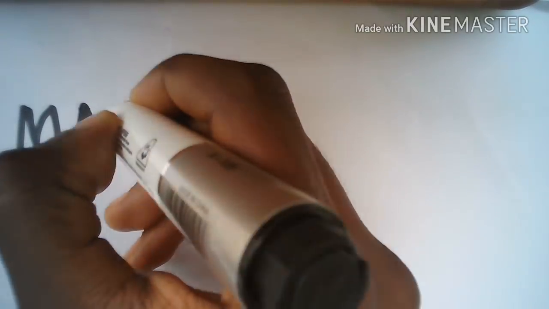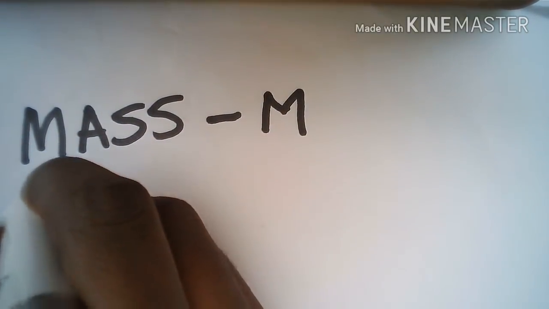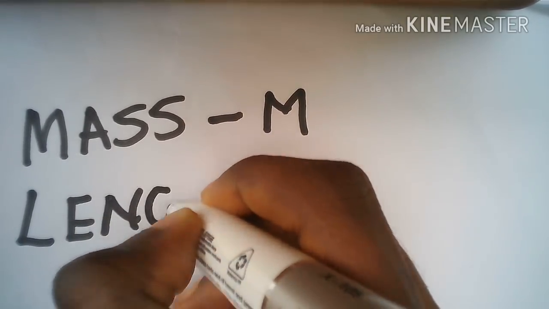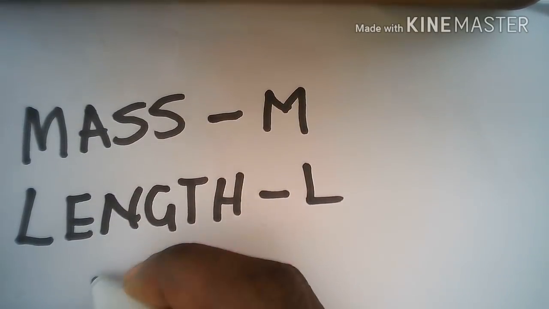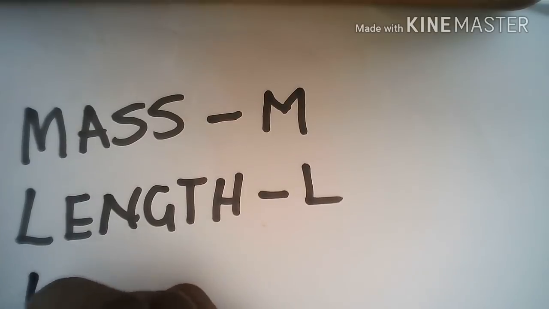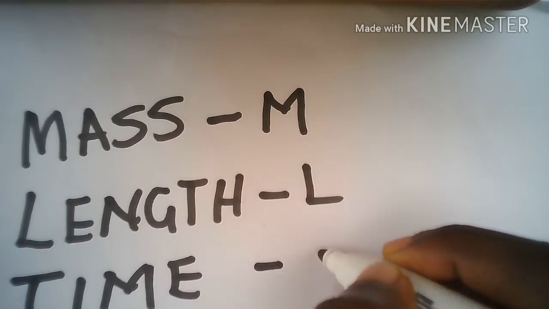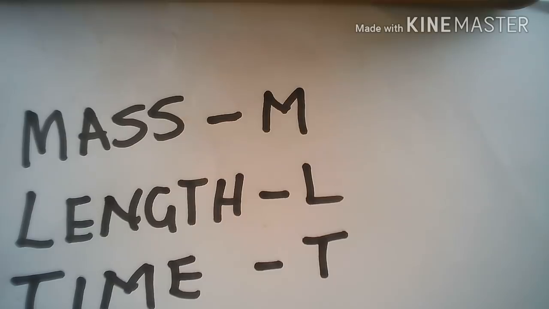Deriving the dimension of pressure. So we start off with some of the fundamental quantities and their respective units. Mass, which has the unit M, length, which has its unit L, and time, which has its unit denoted as T. So these are the fundamental quantities and units we're going to be using to derive pressure.